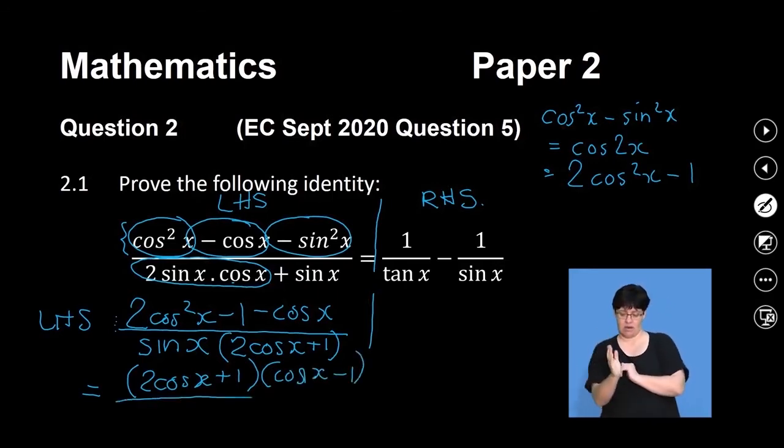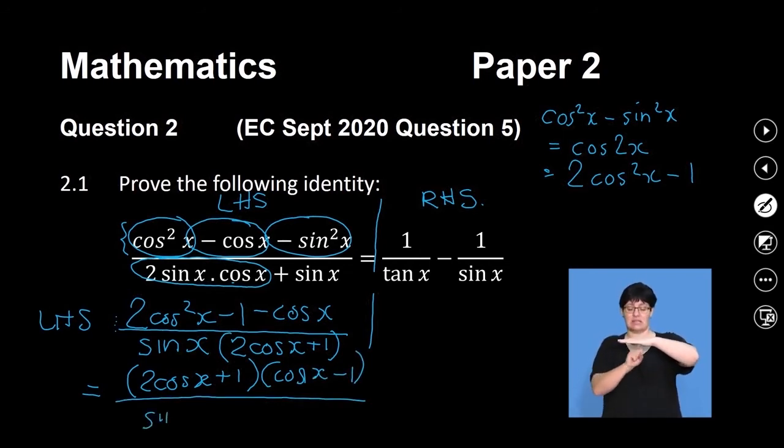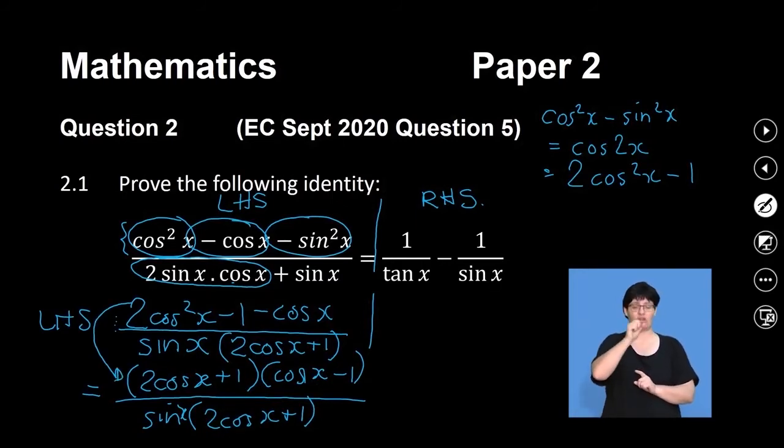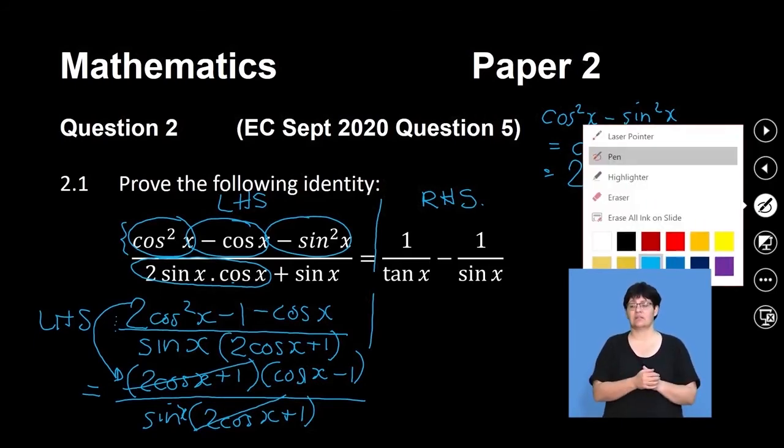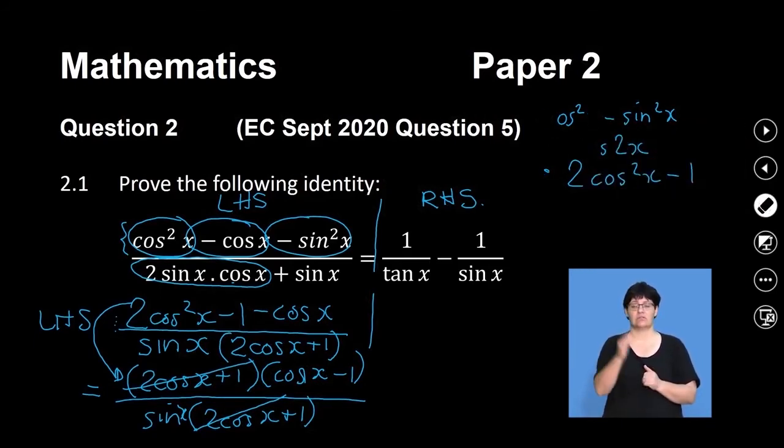And that's all over sine of x times 2 cos x plus 1. Okay, so remember, all I did to go from there to there was factorize that quadratic expression. Okay, and very beautifully now, I can cancel that factor with that factor over there. And that leaves me, just going to come onto the side over here. I'm just going to erase that.